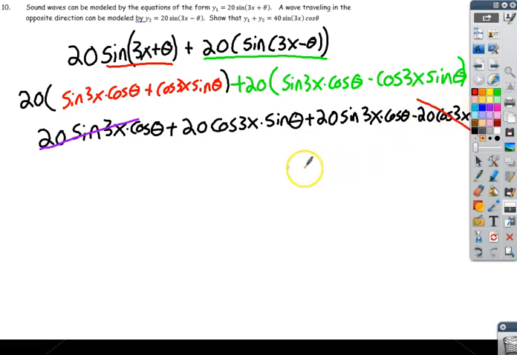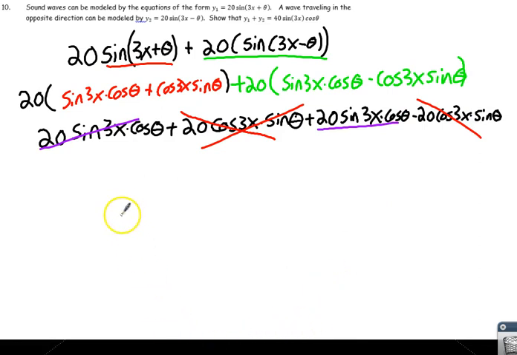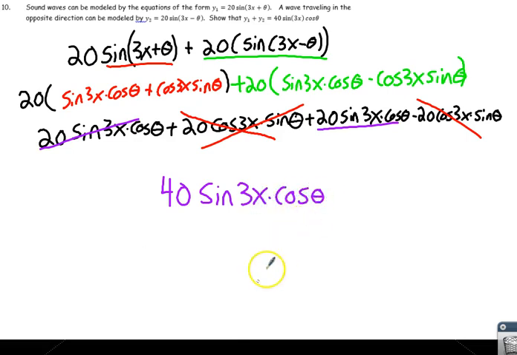Now I look, and this thing in purple here and this item in purple are the same. So 20 plus 20 is a wonderful 40. And it's sine of 3x and that attached cosine of theta, which, lo and behold, is what they wanted in the problem. You are now ready to tackle the assessment. Go henceforth and do. Proceed.